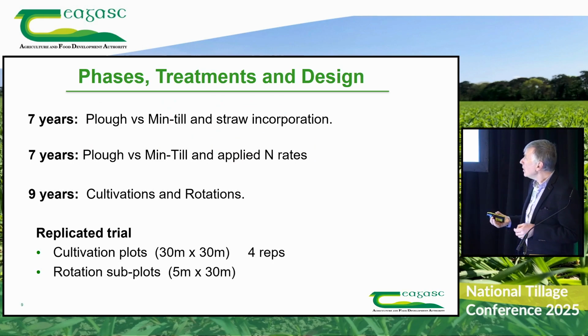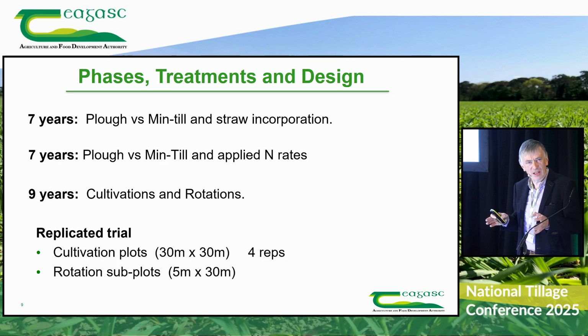There have been 3 different phases to the experiments in Knockbeg. In the first 7 years, we looked just at plough versus min-till and versus straw incorporation. For the next 7 years, we added in applied nitrogen rates for a PhD that James Brennan did, but it still had the basic treatments in that. Then we changed around a bit, and for the last 9 years, we've had 4 different cultivation systems and rotations combined on the site.